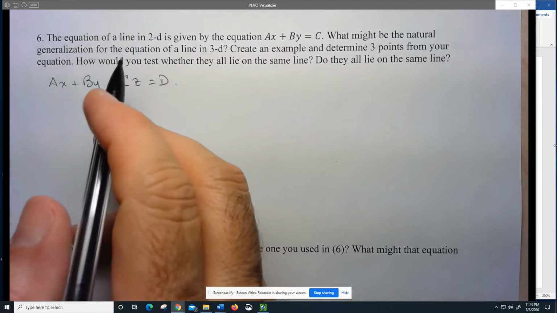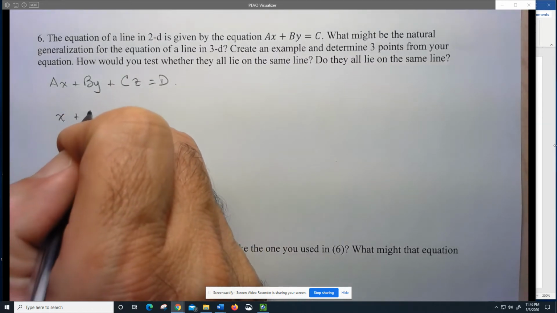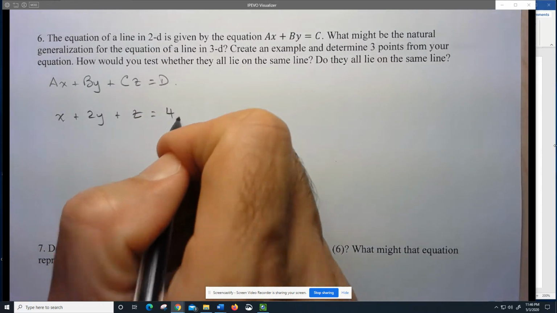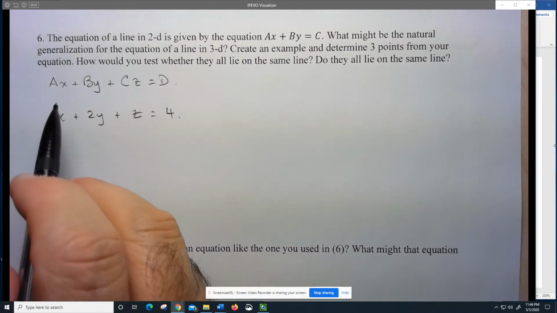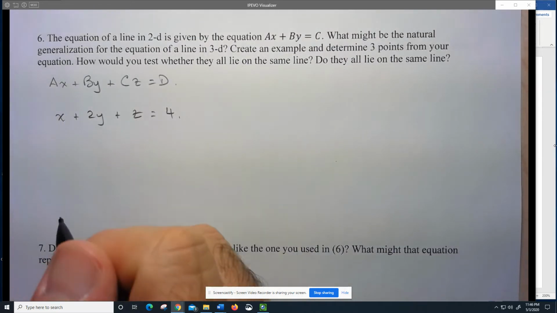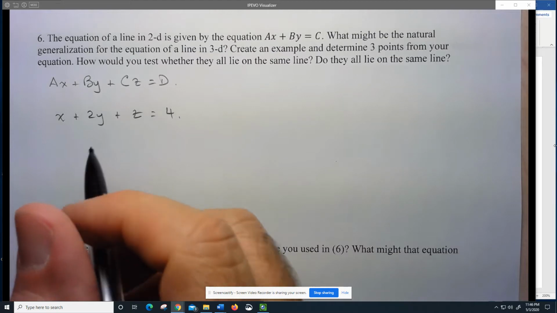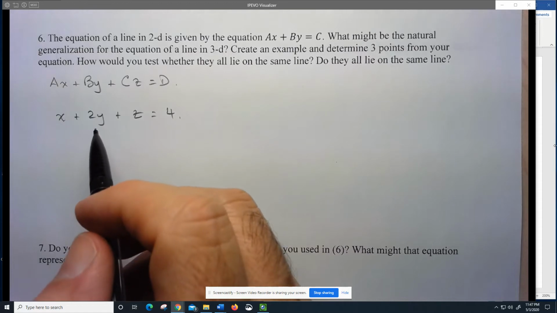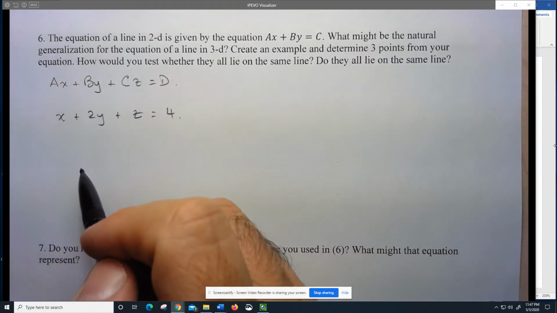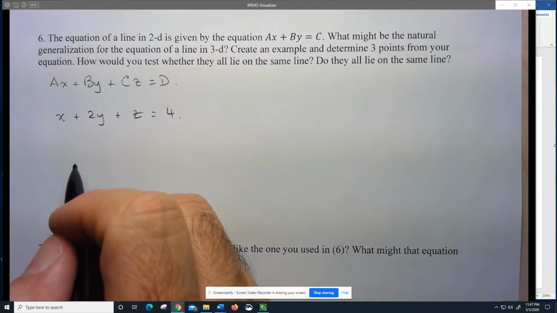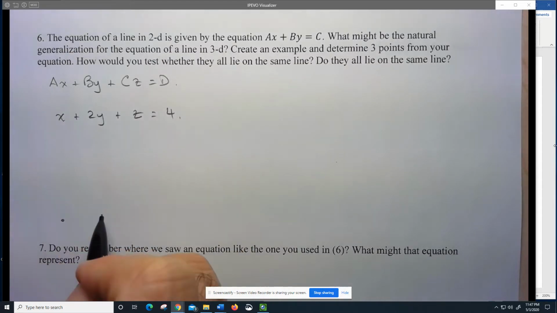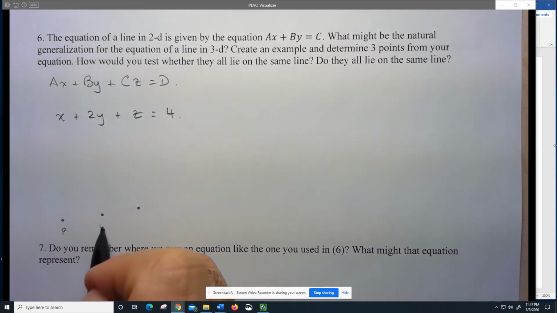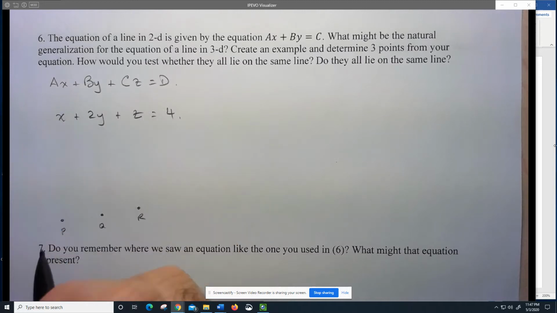So let me pick some easy versions. Let's say I pick x plus 2y plus z is equal to 4. Okay, so a is equal to 1, b is equal to 2, c is equal to 1, d is equal to 4. All right, so I give you a bit of a hint here. I say find 3 points that satisfy this equation. Now, if those 3 points are on a line, say point A, point B, point C, or I guess I'll call them P, Q, R, since we're already using A, B, and C.